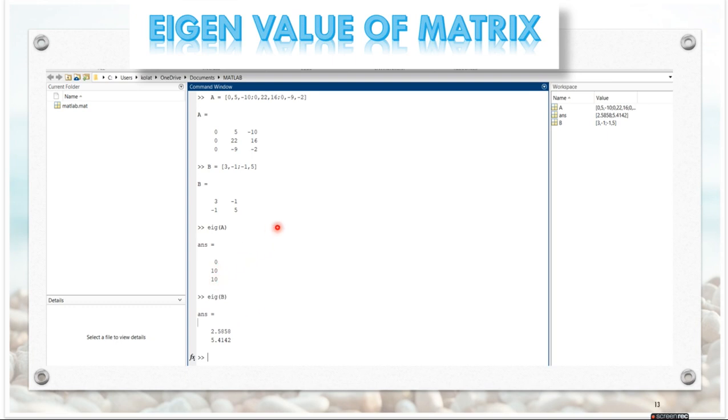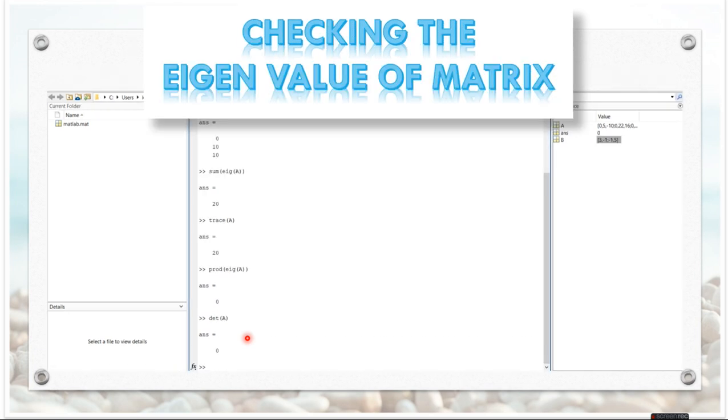If you do it by paper and pen, you will get the same answer as we get in MATLAB. Again, I'm going to take the eigenvalues of B. I get eigenvalues of 2.588, 558 and 5.4142. Similarly, we can find the eigenvalues of any matrix. Now I'm going to check whether the eigenvalues of the matrix are correct or not.